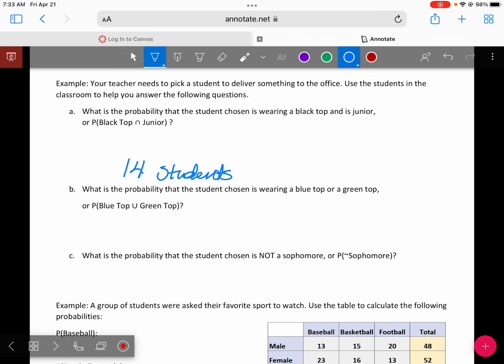This is page 11, the bottom half. What's the probability that the student chosen is wearing a black top and is a junior? So they have to have both of them. First of all, this is an and statement. Black top and a junior. So we're looking for an intersection. So I'm looking for anyone who's a junior that has a black top, an intersection of the two.